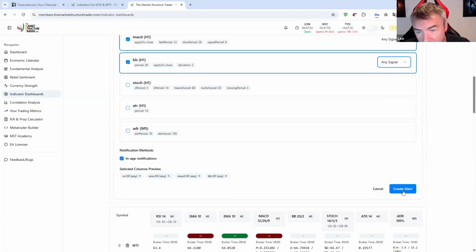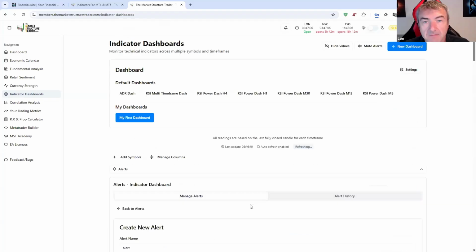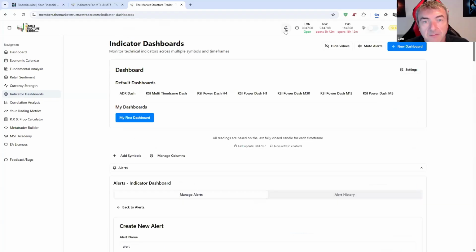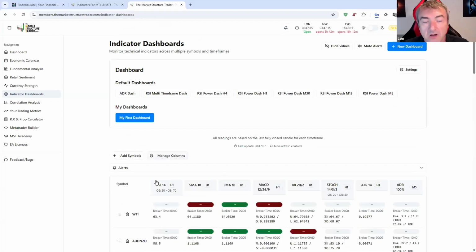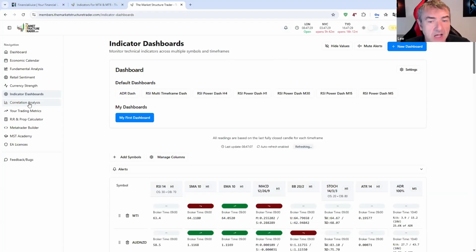When you create those alerts, it will give you an in-app notification. You'll get this little bell up here that will pop up and say we've got an alert. You have to have the dashboard open. So this only works if you are on the dash. The idea is you open up as many instances of this as you want, have them running in a browser, and basically it will pop an alert out to you and tell you that there's been an alert happening. So there's your indicator dashboards.